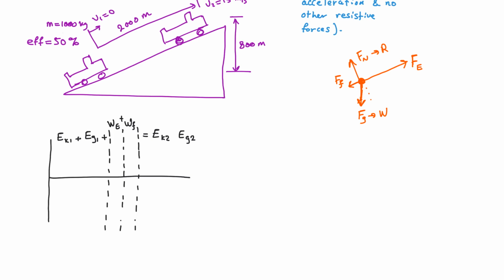In terms of kinetic energy at stage 1, we know that velocity is 0, and therefore there's no kinetic energy at stage 1. We know that at stage 2, it's going to gain some speed. It's going to be at speed 15, and because of that, it's going to gain some kinetic energy. So I'm going to add that kinetic energy over here.